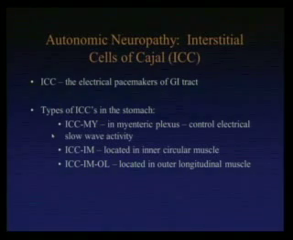But there are also other interstitial cells of Cajal located in the inner circular muscle, as well as those located in the outer longitudinal muscle. These two types of interstitial cells of Cajal are associated with cholinergic excitatory activity.